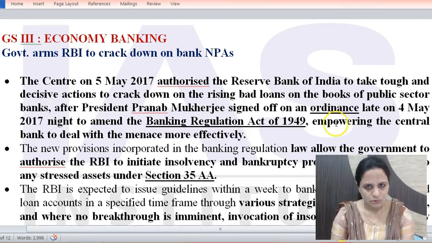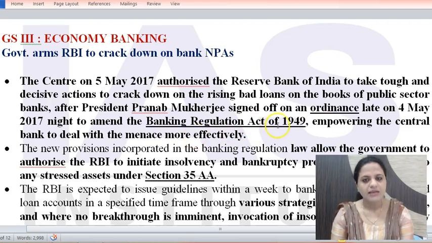What is an ordinance? You should know. So this is a law-making route. Laws are made by the legislature. The government is the executive. So legislature is the parliament. So ordinance is a tool given in the hands of the executive to make a law when it is urgently needed. So this ordinance is the executive way of enforcing a law.